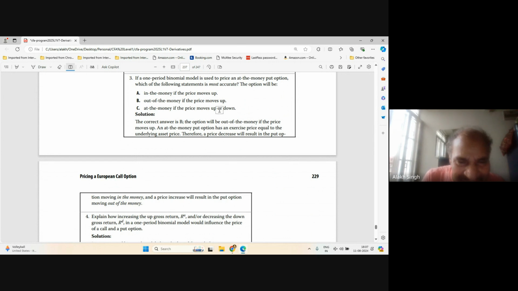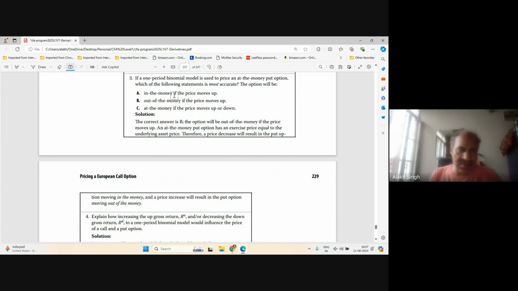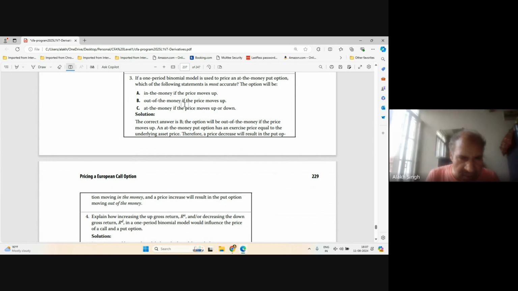At the money if the price moved up or down? No, if the price moved up, then the put will be out of the money, and if down, then it will be in the money. So statement C is not the correct definition of put. It will be in the money when the price comes down, and out of the money if the price goes up. So this one is correct, B. Okay.